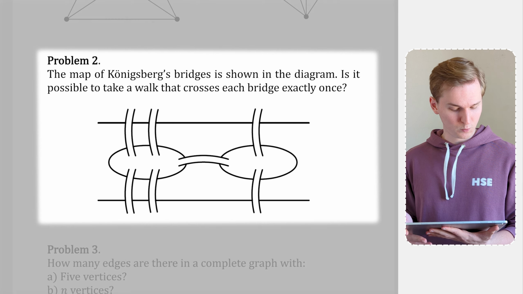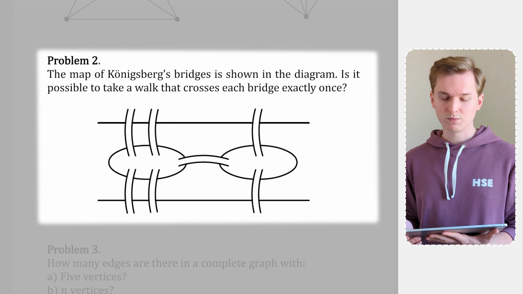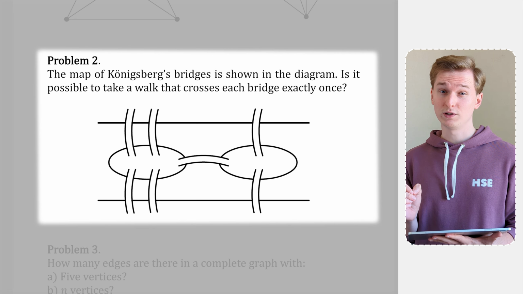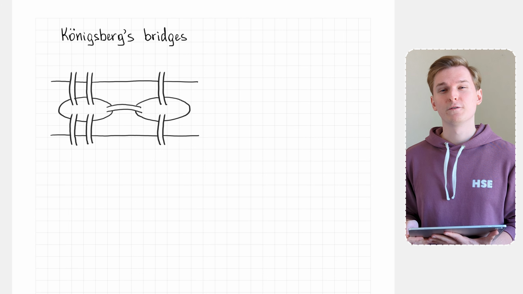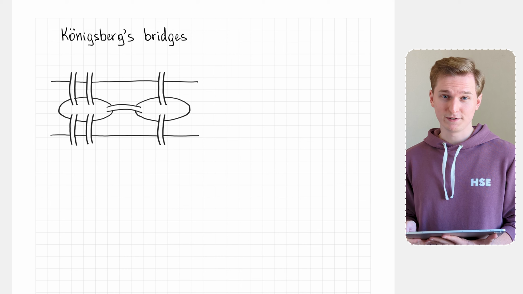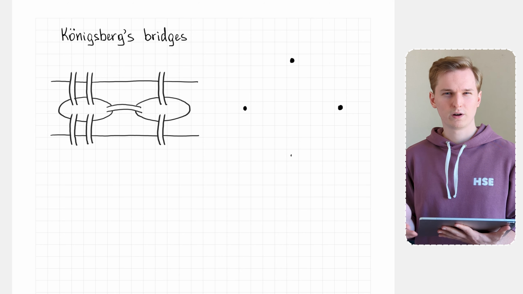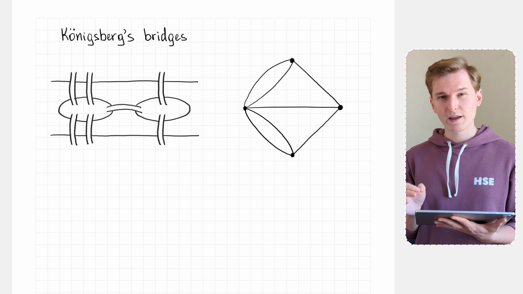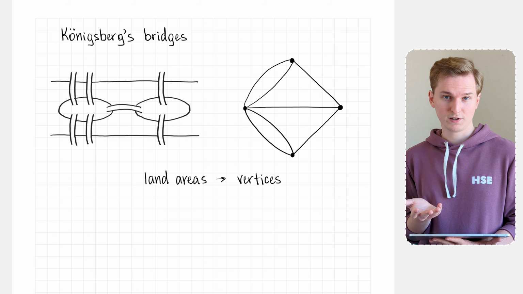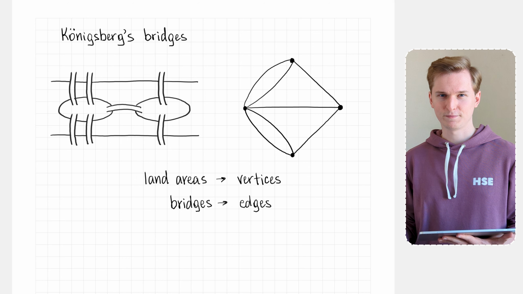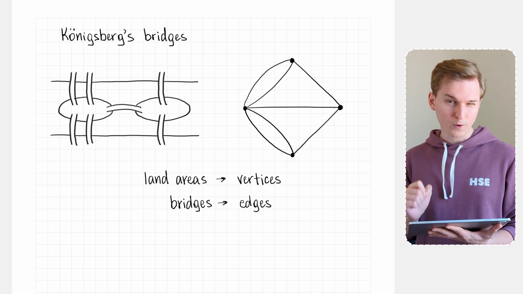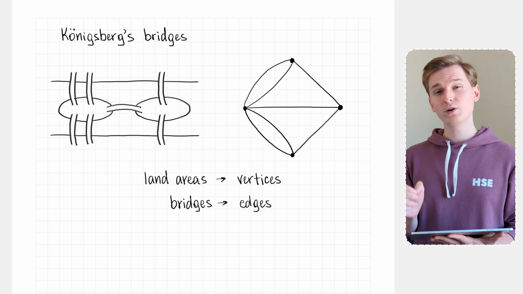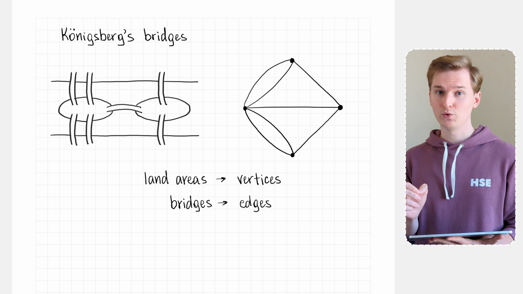In problem 2, we need to determine whether it's possible to walk through a city crossing each bridge exactly once. This problem is based on the famous Königsberg bridges puzzle. Here, instead of working with a complex city map, let's simplify it into a graph. We represent the land areas as vertices and the bridges as edges. We've got the graph where there are 4 vertices and 7 edges in total. Notice that there are vertices which are connected by 2 edges.